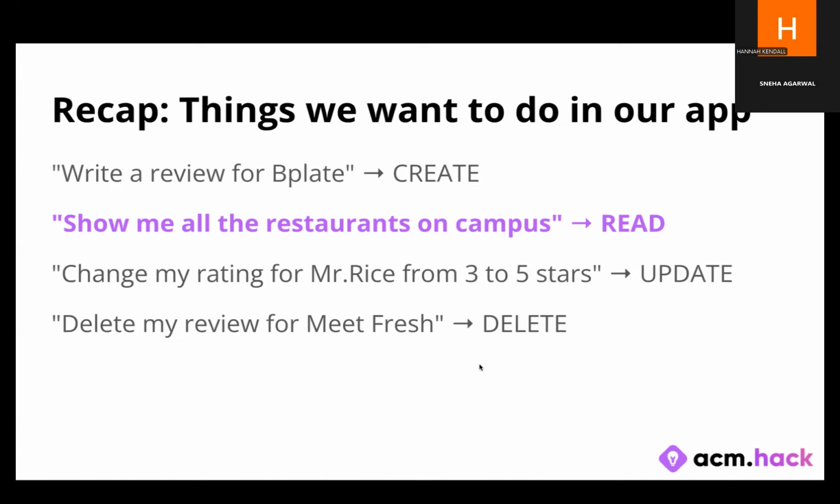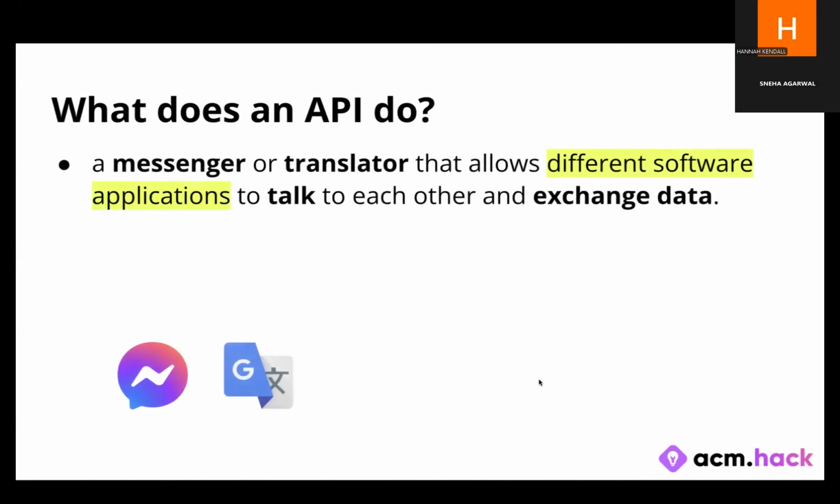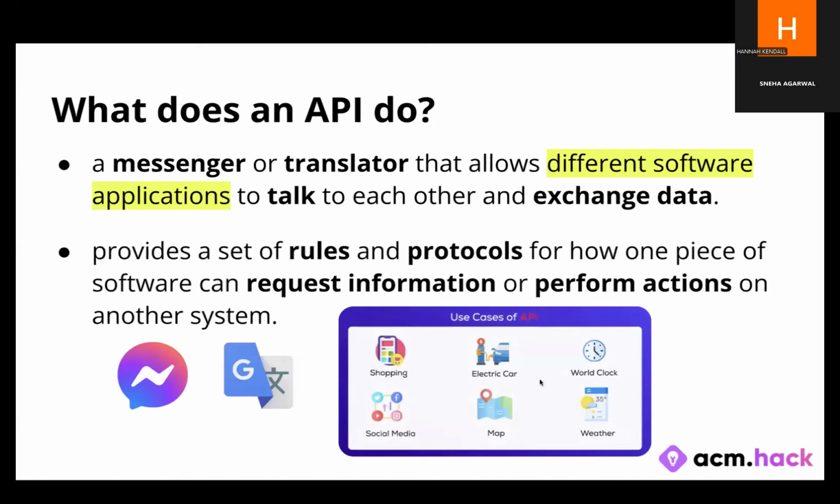Okay, but to be able to do that, we need some way to communicate with our backend. Just a quick recap, we're going to be using an API. An API is basically a messenger or translator that allows different software applications to talk to each other and exchange data, and provides a set of rules and protocols for how one piece of software can request information or perform actions on another system.